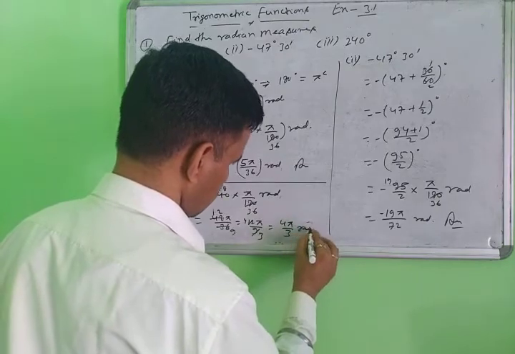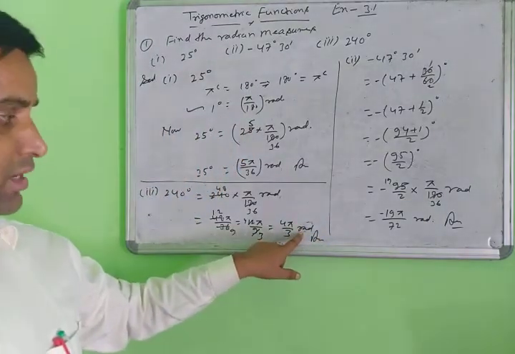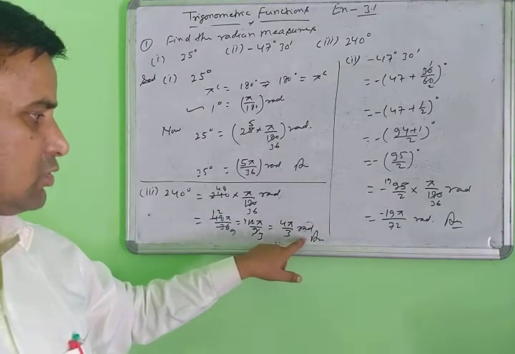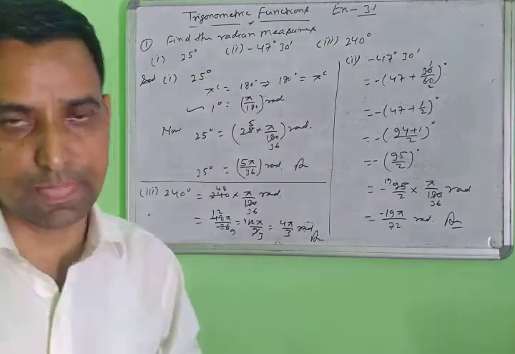Radian. Here you mention degree; the degree is converted into radian, which gives 4 pi upon 3 radian. This is your answer for the third part. So yes, note down the next question.